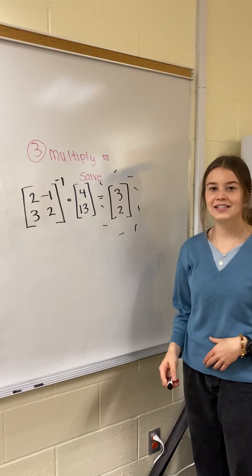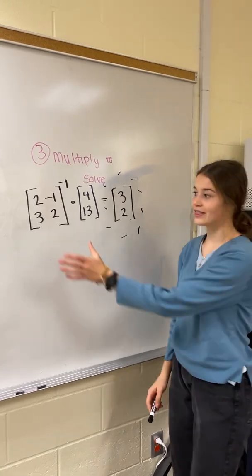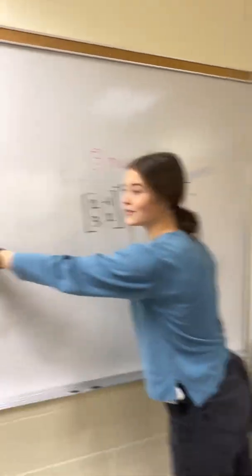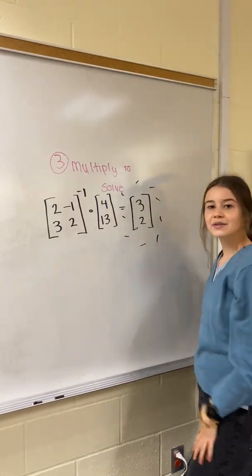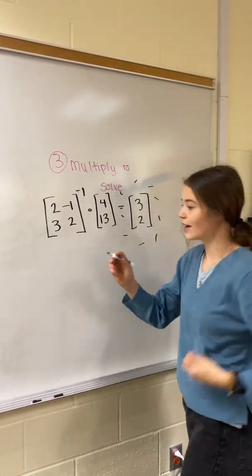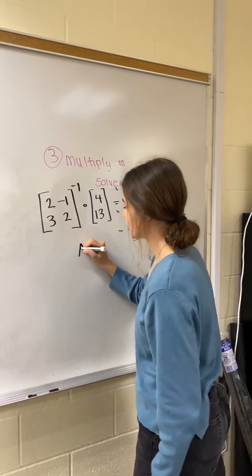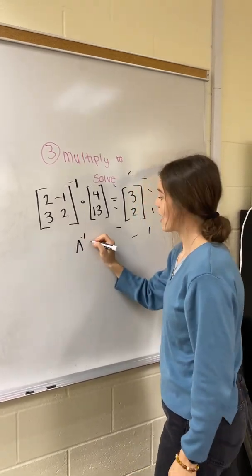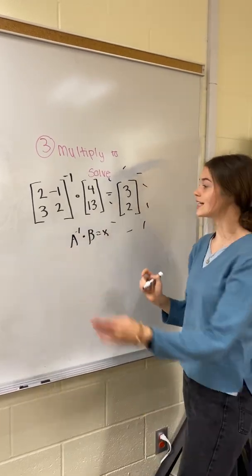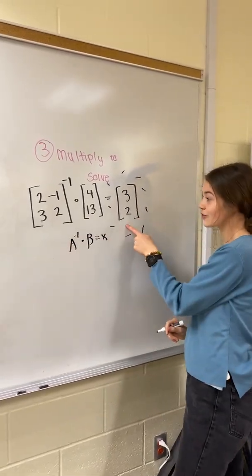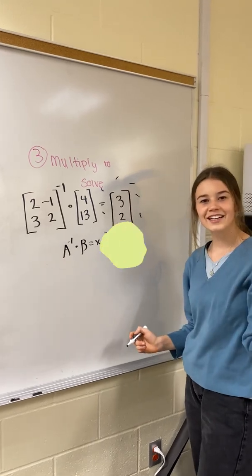As you saw, as we plugged into the calculator, this is what we did. We put this matrix, which as you saw last time was the A matrix, to the -1, which is, like we said in the equation, A^-1 times your B matrix equals your X, which is your answer. So we did that, we plugged that into the calculator, and we got 3, 2, which is your answer.